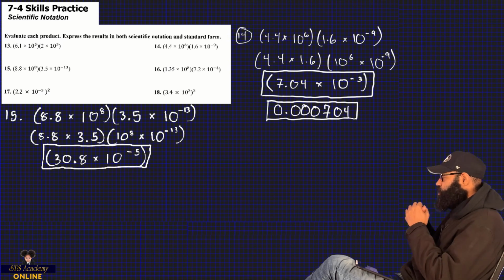Now again, since the scientific notation has 10 to the negative 5th power, I'm going to rewrite it knowing that 30 is going to get much smaller. The decimal is going to move to the left, right? So this is me going, I need 4 more.